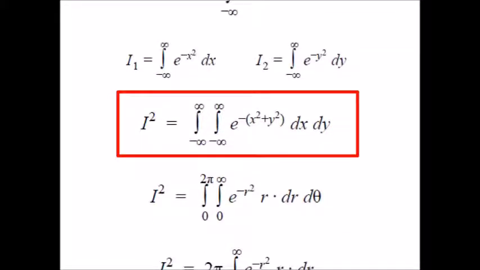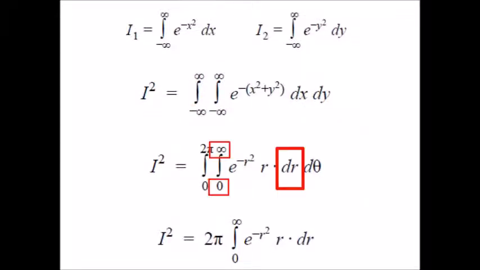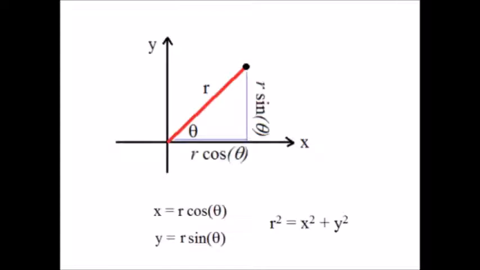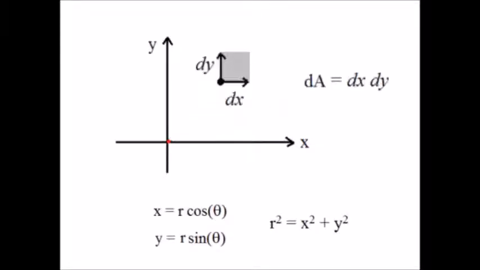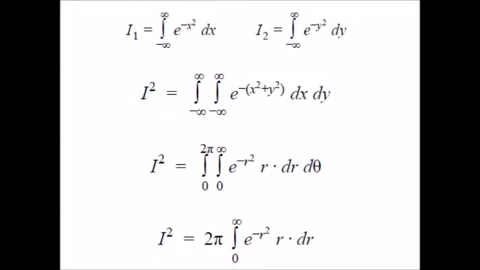Call this I. Call that I. Multiply them together: I squared. This is over an area, all the area. Change to polar coordinates. R goes from 0 to infinity, and theta makes one complete circle. Still all the area. Rectangular, polar. Equations. Area is length times width, or r dr d theta. That's how we change coordinate systems.